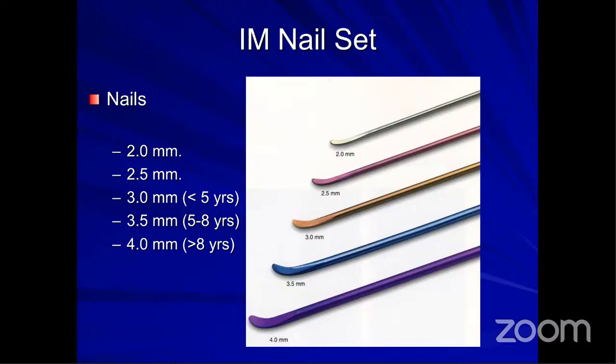From 2 to 4. We have them in both titanium and stainless steel. I prefer stainless steel for the femur fractures, especially in heavier patients, but there are downsides of using stainless steel as well.